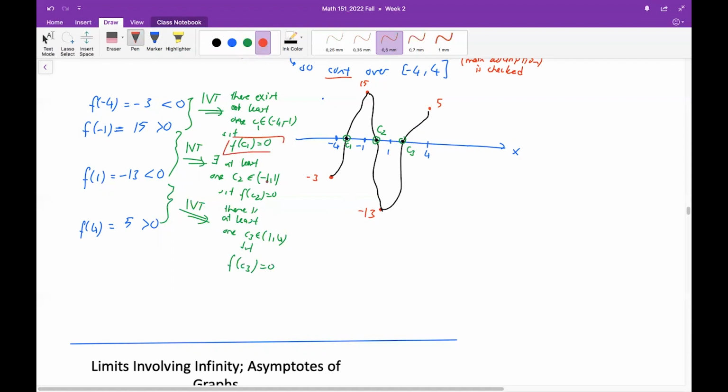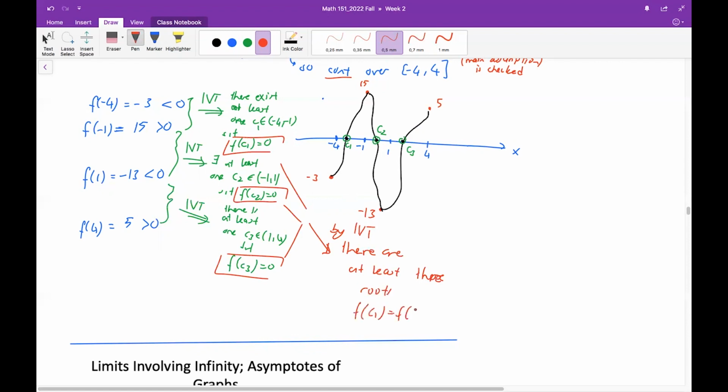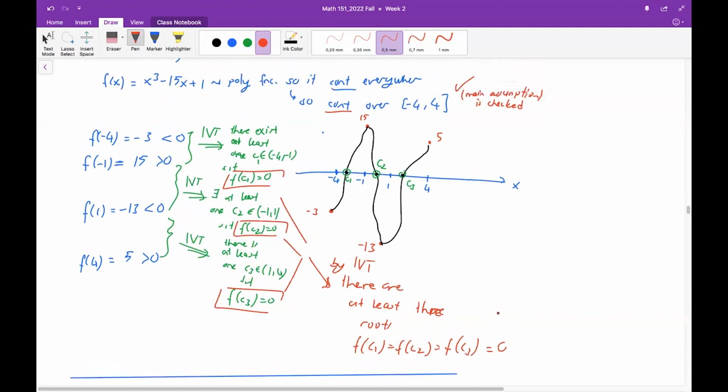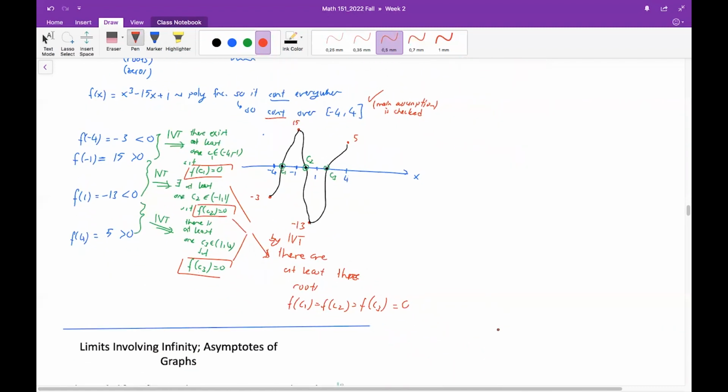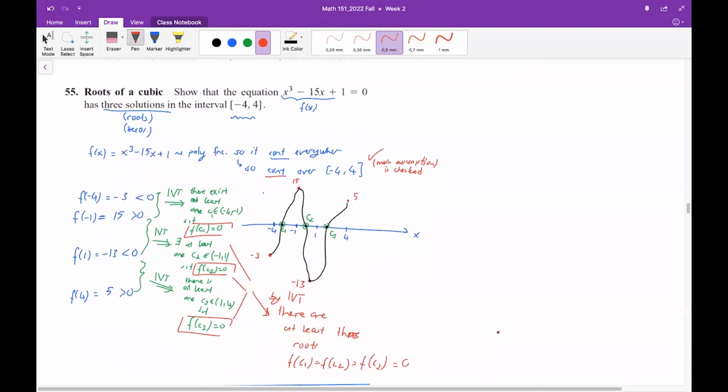You see, the first root is proved by the intermediate value theorem, and the second and third. In this way, we proved by IVT that there are at least 3 roots, which we call C1, C2, and C3. The images of all of them are 0, so that's why we call them roots. That's how you should use the intermediate value theorem to prove your continuous function has roots over some interval.